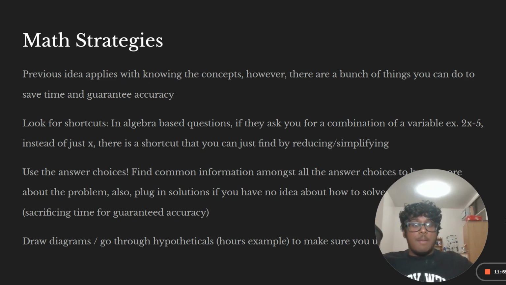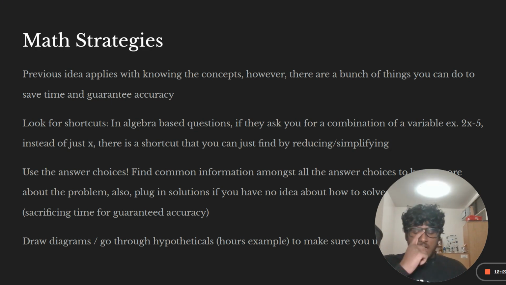Draw diagrams, but not only for visual type questions, also go through hypotheticals. There was a problem I just did with a student on the October SAT, something along the lines of a bike rental company where the first hour to rent a bike is $8 and every other hour is $4. So go through hypotheticals.